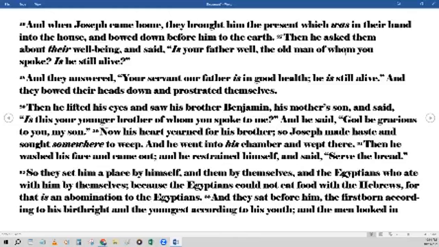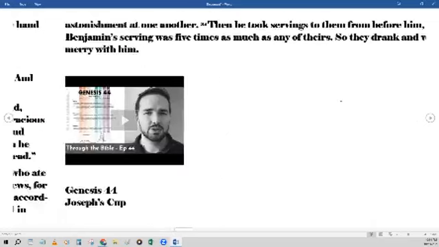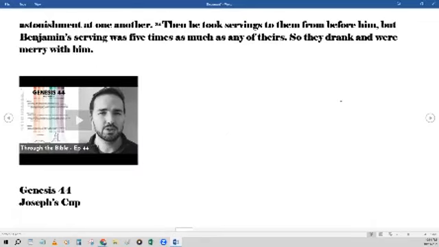And they sat before him, the firstborn according to his birthright, and the youngest according to his youth. And the men looked in astonishment at one another. Then he took servings to them from before him. But Benjamin's serving was five times as much as any of theirs. So they drank and were merry with him.